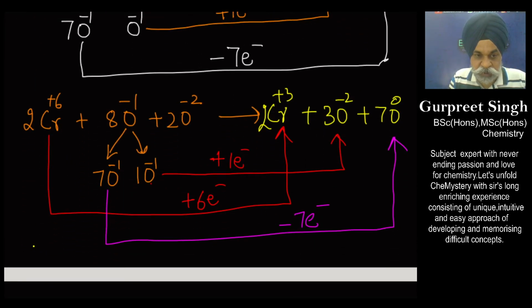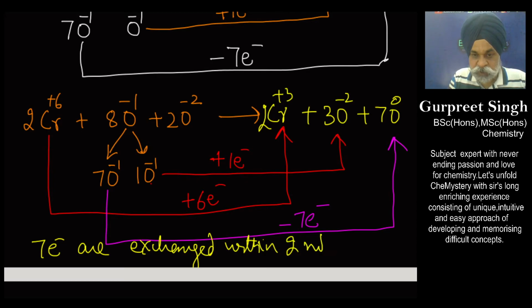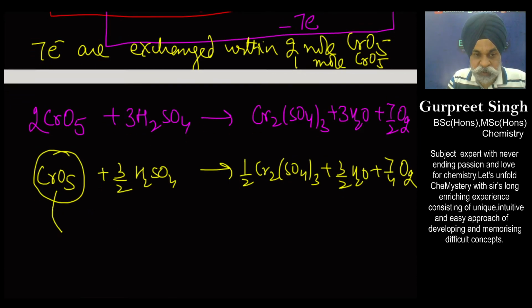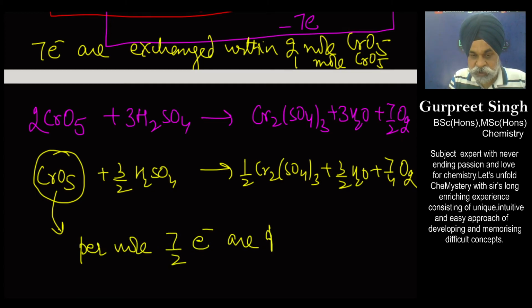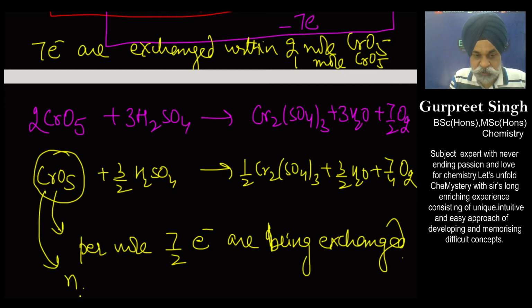So these 7 electrons are exchanged within 2 moles of chromium pentoxide. And if I want to know how many electrons are being exchanged per 1 mole of chromium pentoxide, it would be 7 by 2. So in this case, per mole, 7 by 2 electrons are being exchanged, and that could be said as the n factor of chromium pentoxide in this particular case.